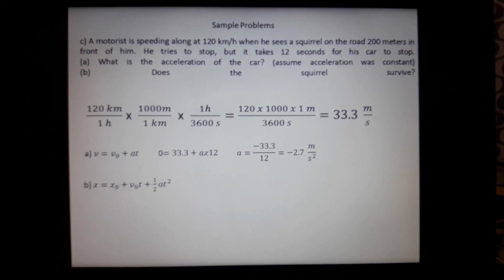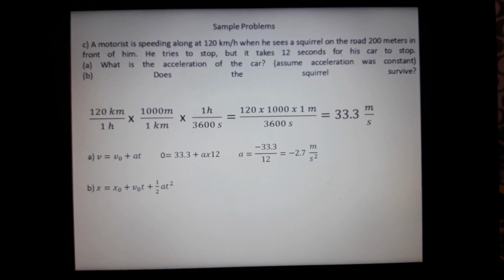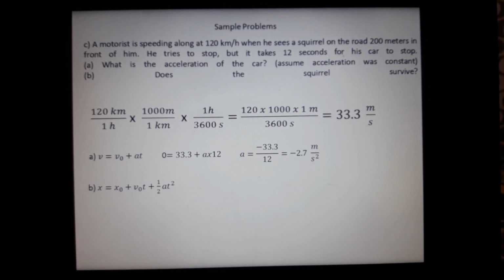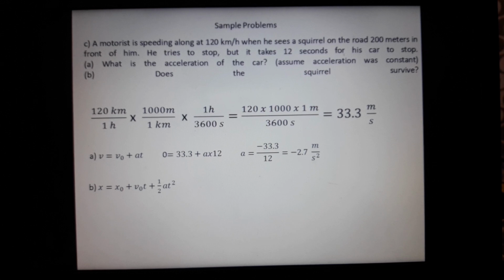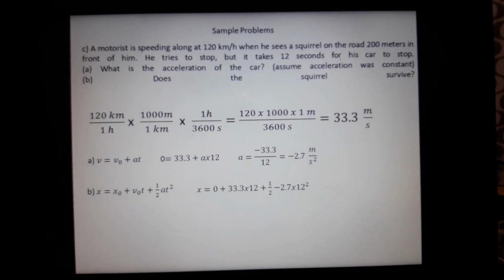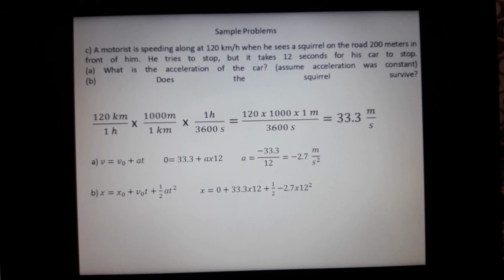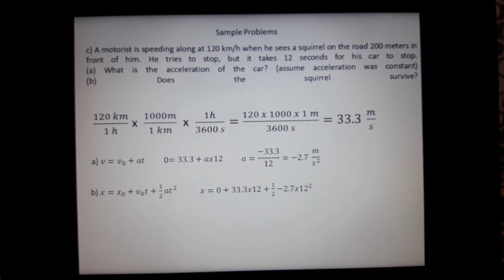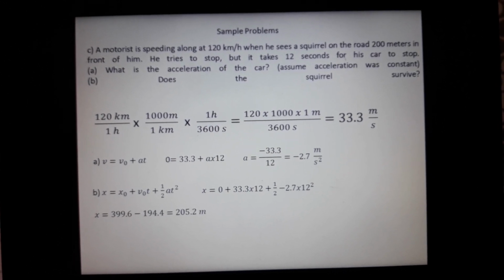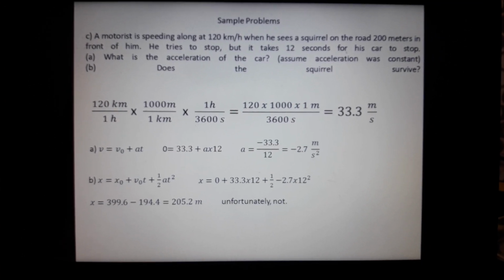So let's see the distance here. If it is more than 200 meters, unfortunately the squirrel is dead. If it is less than 200, he will survive. Let's see. We have initial position 0, initial velocity v0 of 33.3, time 12 seconds, and we need to multiply. Now we see that we have more than 200, and unfortunately the squirrel does not survive.